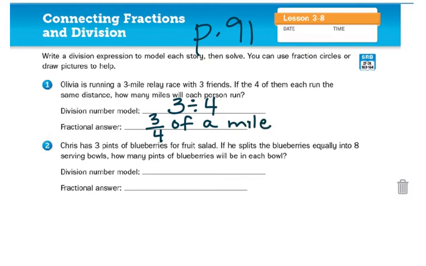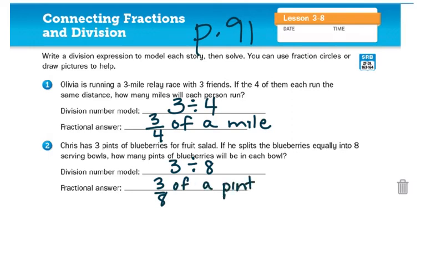Chris has 3 pints of blueberries for fruit salad. If he splits the blueberries equally into 8 serving bowls, how many pints of blueberries will be in each bowl? We're going to take 3 pints divided by 8 serving bowls. They would have 3/8 of a pint.